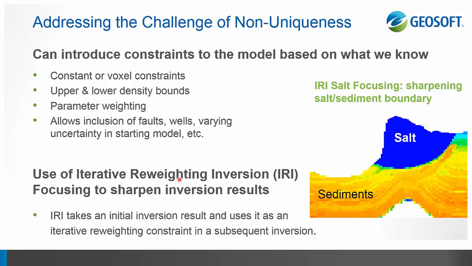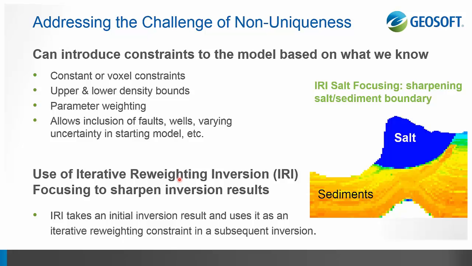So IRI takes an initial inversion result and uses it as an iterative reweighting constraint in the subsequent inversion. This process is repeated several times in order to produce a refined or focused final inversion result.